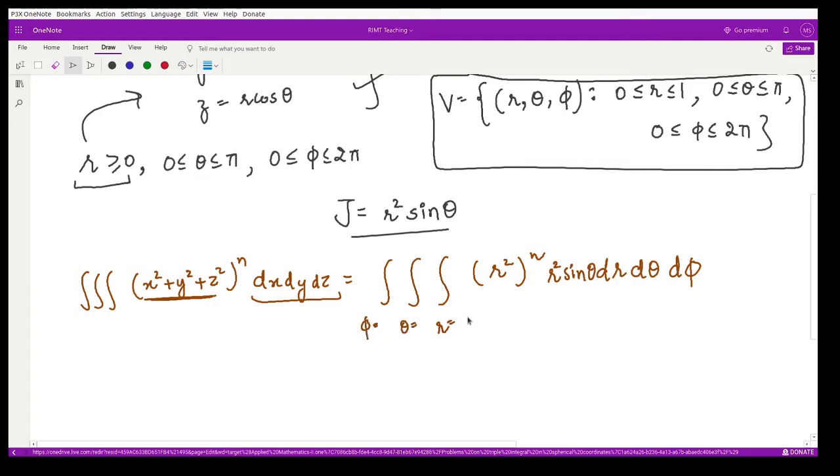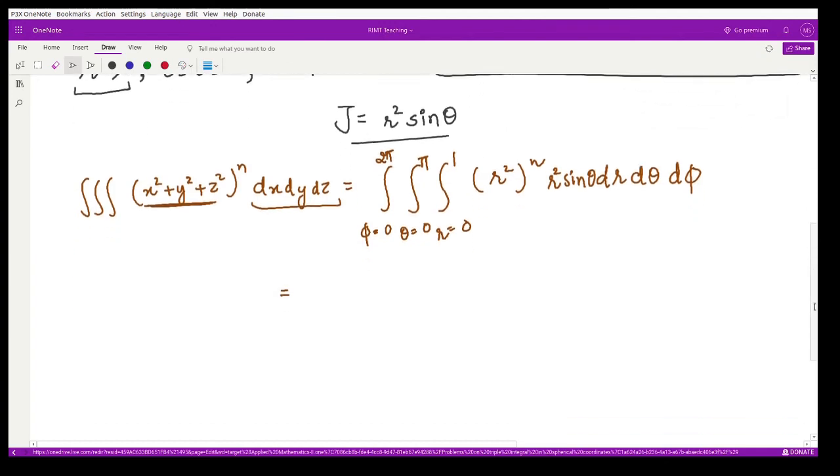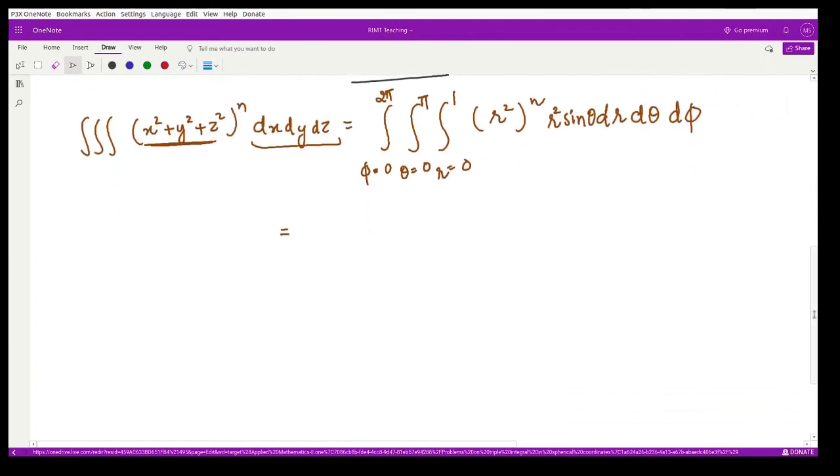Here would be the limits of r, then theta and then phi. So what are the limits of r? They are from 0 to 1. The limits of theta are from 0 to pi, and the limits of phi are from 0 to 2 pi. The next task is just to solve this particular integral. Now you see, solving this integral is also very simple because the limits here are constant limits. Therefore, you can solve this in any order. It does not matter which limit you solve first, because here the function is continuous.